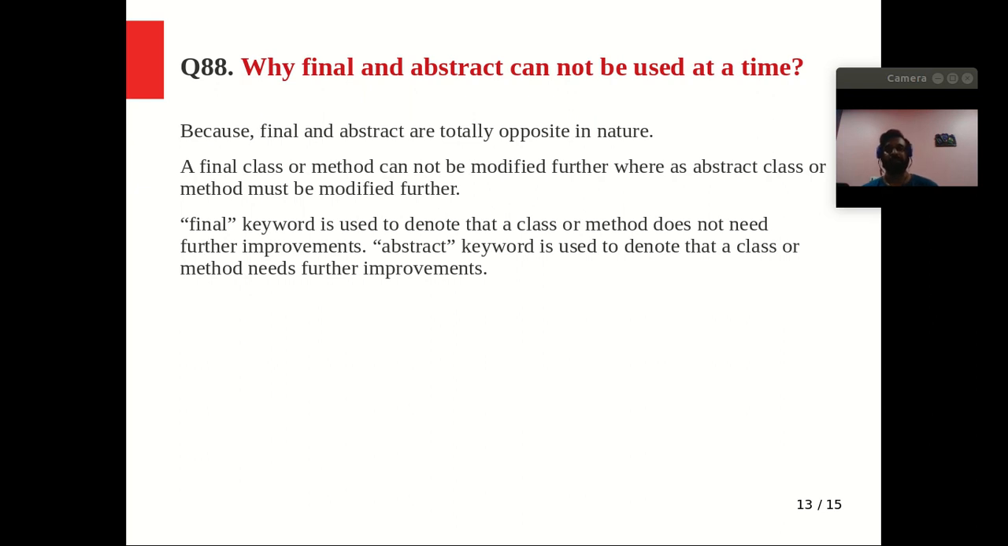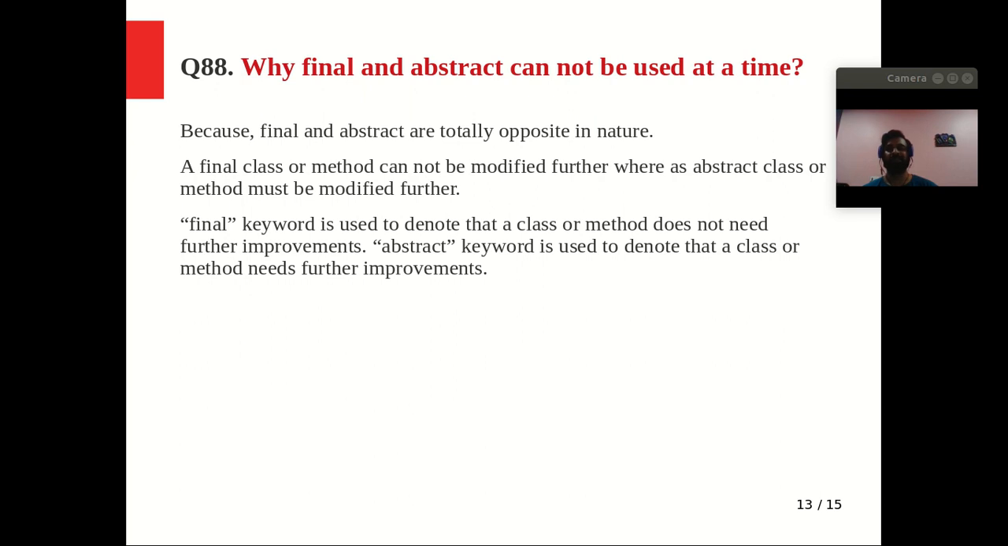Let's say we have an abstract method, and why can't we mark it as final? Because final and abstract are totally opposite in nature, right? If we mark any class or method as final, it means that class cannot be inherited, and that method cannot be overridden, right?